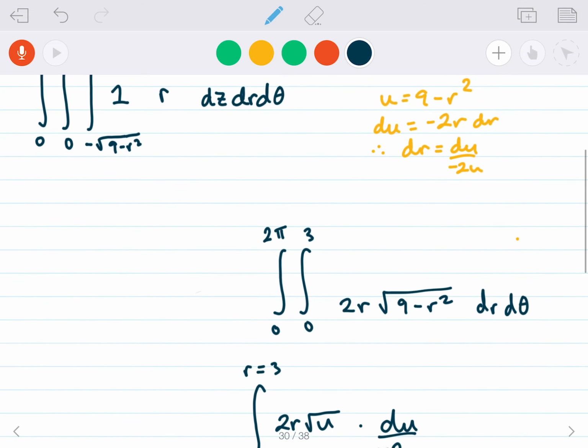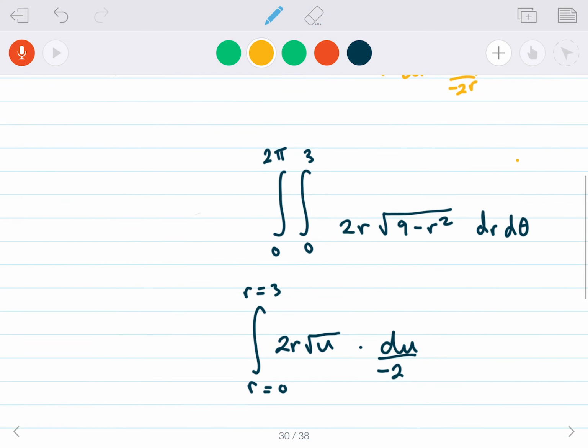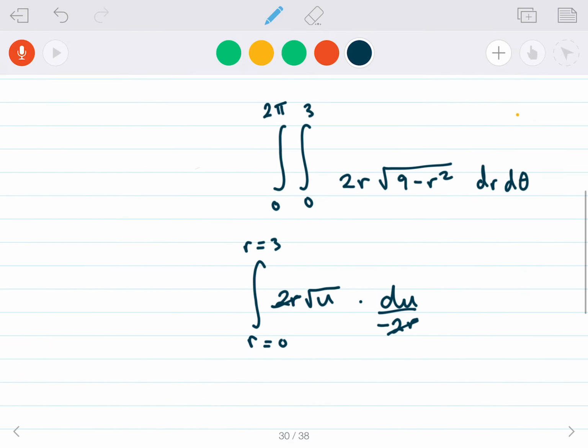Wait, that's not right. I meant negative 2r. Let's change that up there. Negative 2r. There we go. Okay, cool. So these are going to cancel, and that's what we wanted. So I'll bring that negative to the front, and I'm going from r equals 0 to r equals 3.